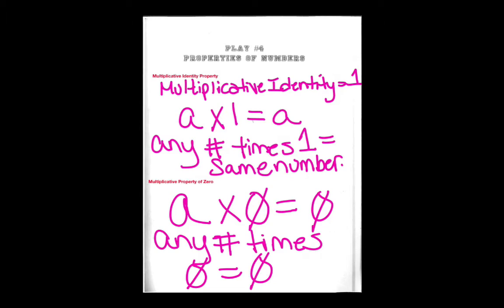Okay? And your very last property is going to be the distributive property of multiplication over addition and subtraction. We're going to go back to the robots and learn a little bit about this before we write it down. Okay?